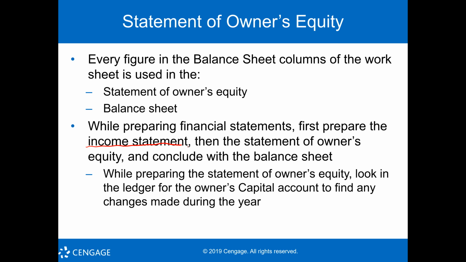That's number 1. We know that. We got to do the income statement first. Then the statement of owner's equity, that's the second one. And then the balance sheet, right? That's the third. It says, while preparing the statement of owner's equity, look in the ledger for the owner's capital account to find any changes made during the year.